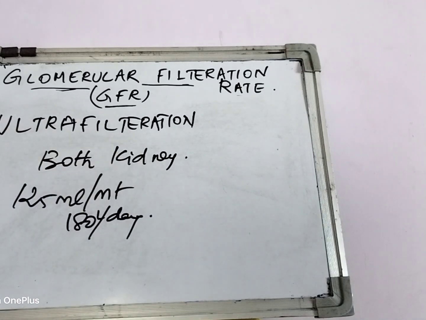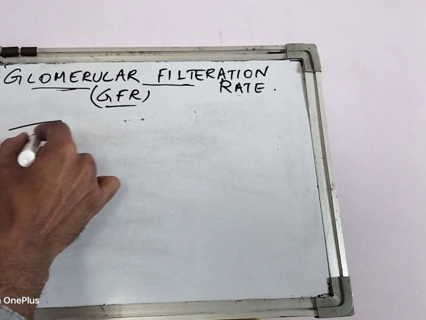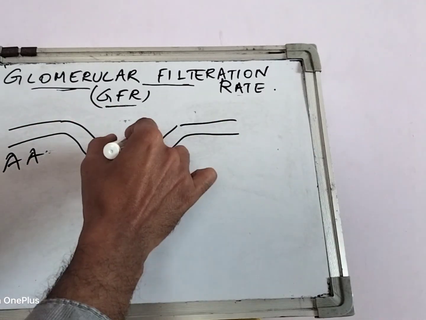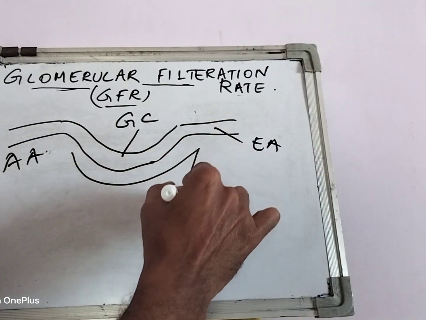Okay, so glomerular filtration is the ultrafiltration of plasma through the filtration membrane. So what are the components of the filtration membrane? See, this is the afferent arteriole, this is the glomerular capillary, and this one is the efferent arteriole, and this one is the Bowman's capsule.